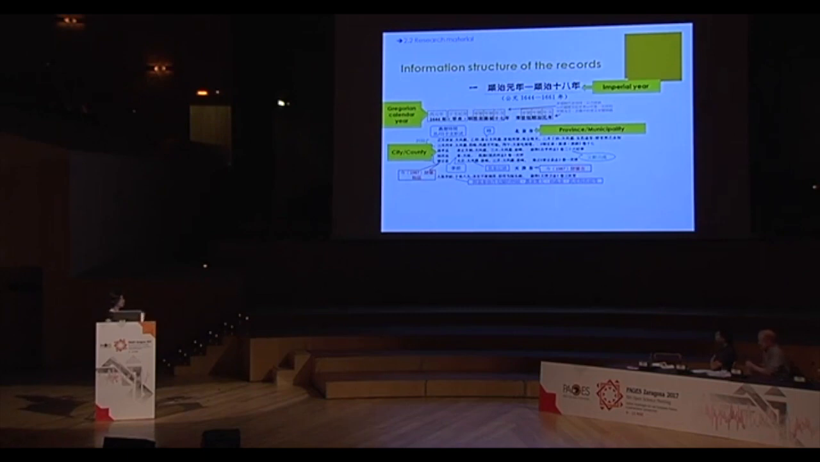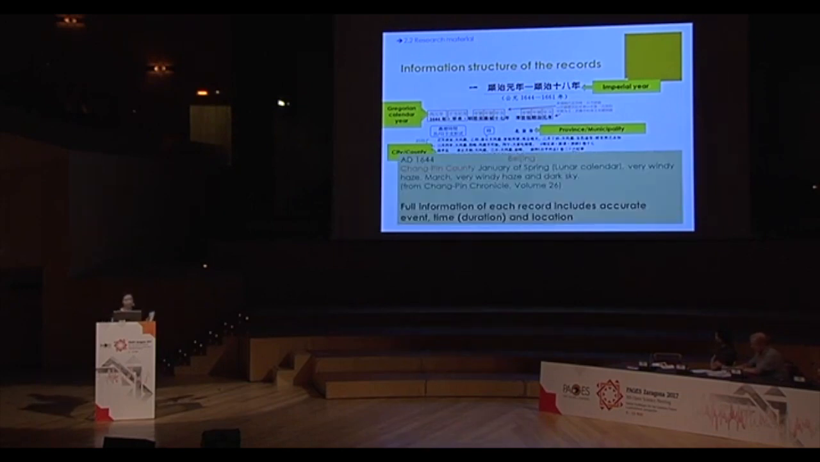You have the imperial year that can be transformed into the Gregorian year, and you have your province, and then the city, county in that province, and the following meteorological events. So, for example, that can be Changping County in Beijing, and here is an event describing a very windy haze in spring, in March.